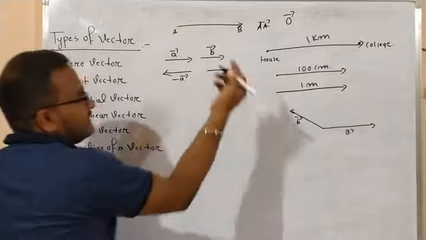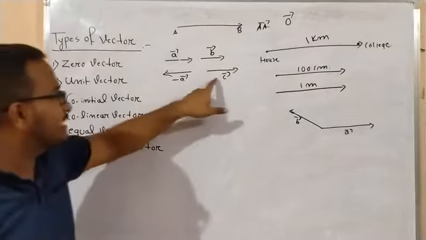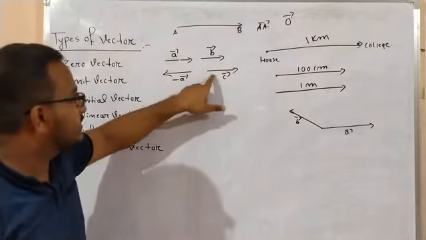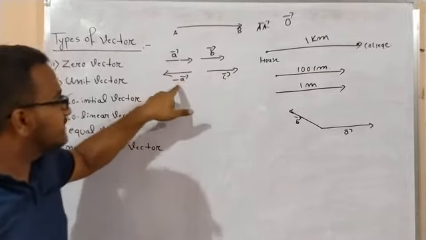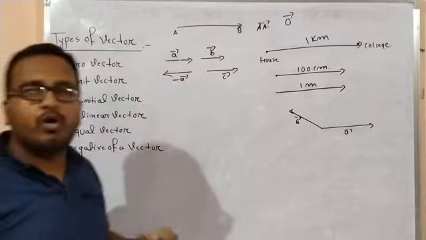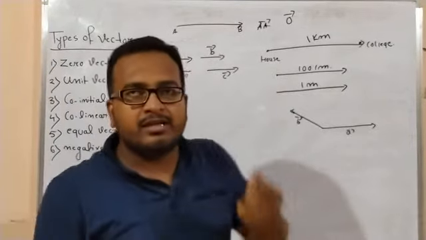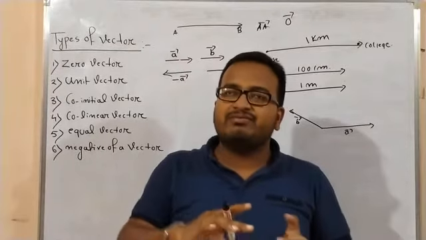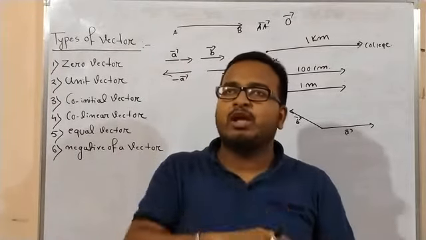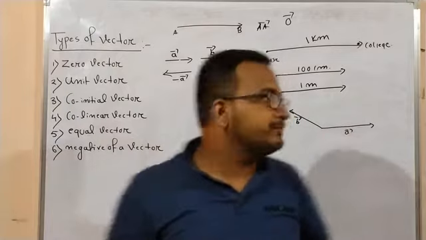So in this case, a vector and c vector are also collinear because they have the same direction, right? This vector and this vector are also collinear because they have opposite direction. So simply, collinear vectors mean two vectors are said to be collinear if they have the same direction or they have opposite direction. Okay.